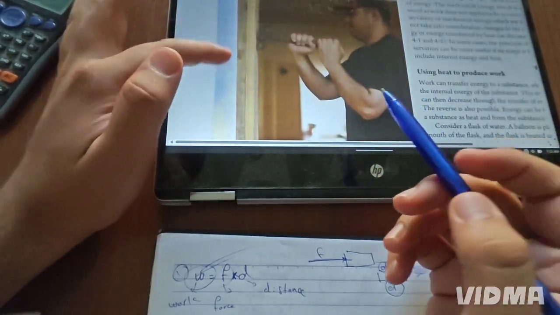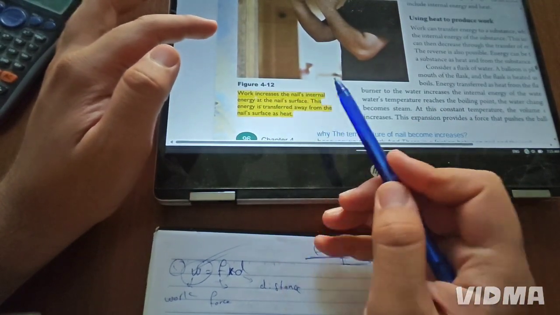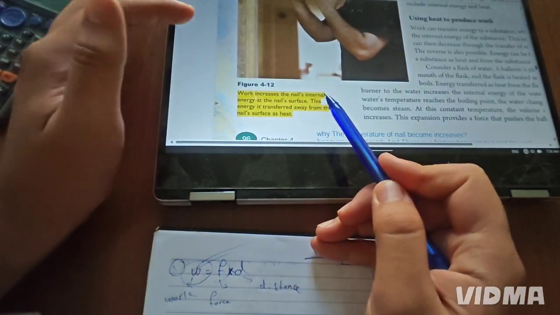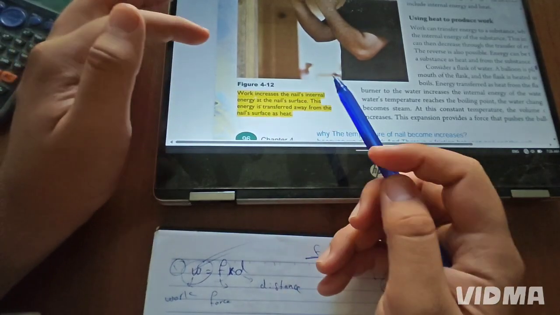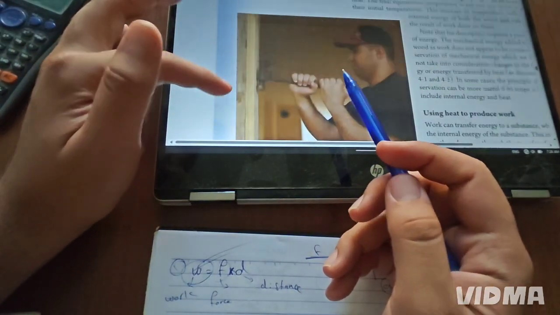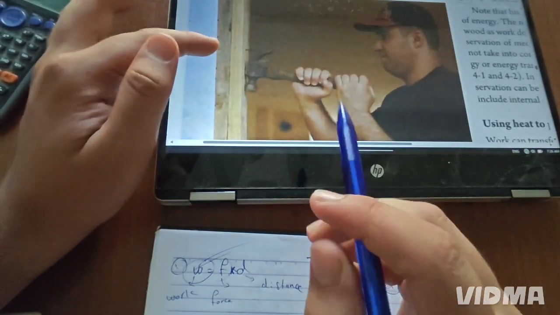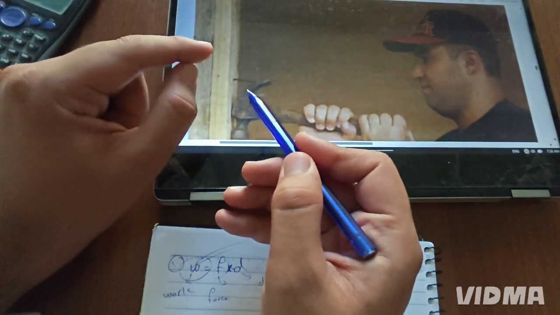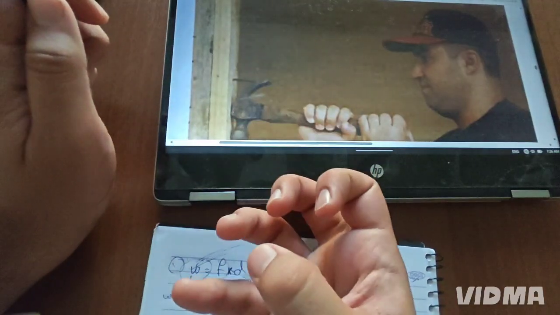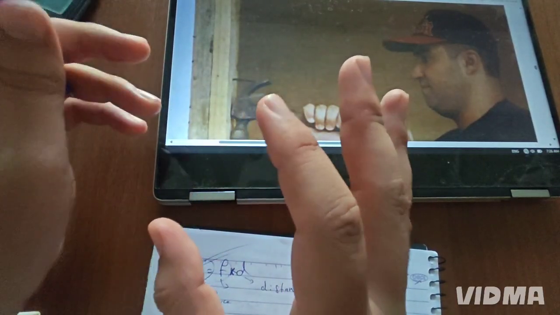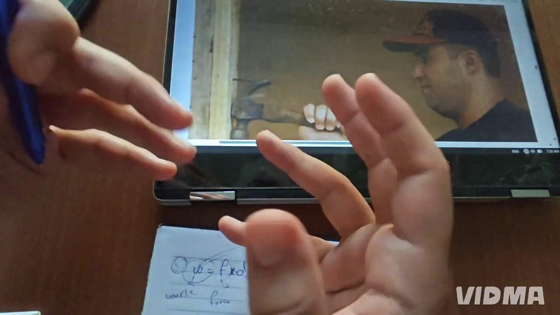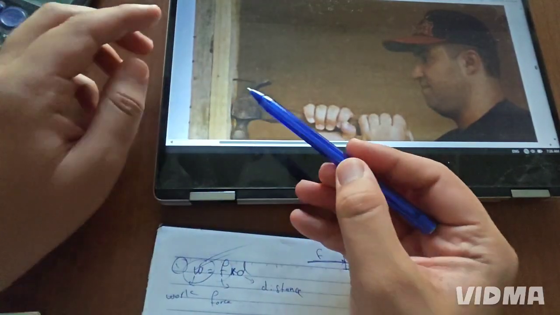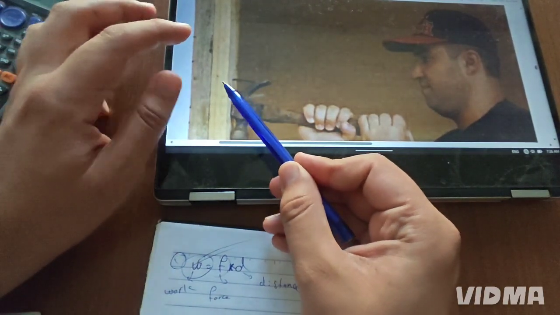Let's see what's going to happen after that. Work increases the nail's internal energy. This energy is transferred away from the nail surface as heat. Look, when this person is trying to take out this nail from the wall surface, we know that this nail is stuck inside the wall. When you are trying to take it out, friction happens between the nail and the wall.